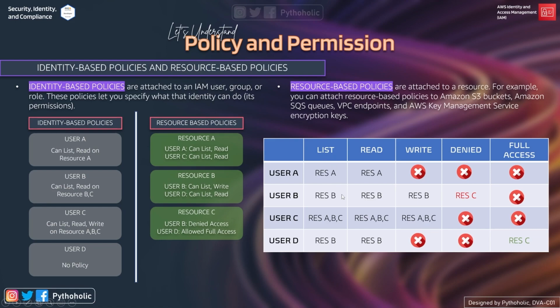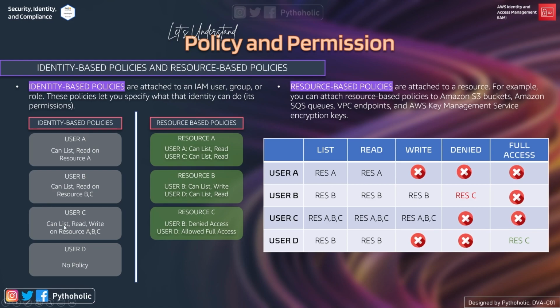So now it can perform list operation on resource B, it can perform read operation on resource B, and write operation on resource B. But it has denied full access on resource C. So user B cannot perform any operations on resource C and resource A as well, because it has no access. So it is an implicit deny.